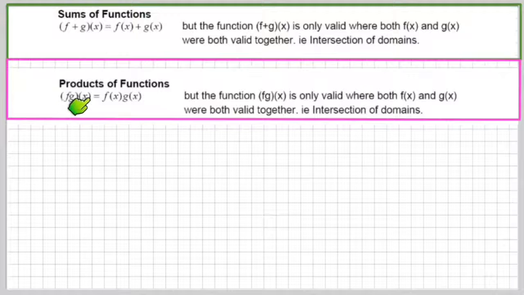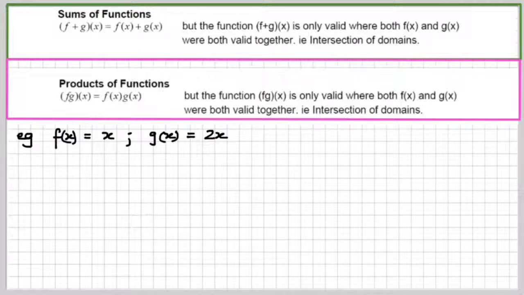(f times g)(x) is just f(x) times g(x). Again, it only works for the domains which is working simultaneously for both of them. Okay, if you get outside of that domain, then you're in trouble. The functions are not defined.